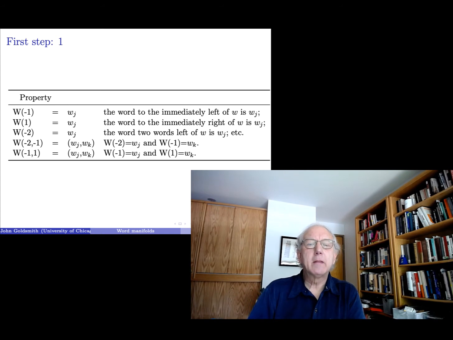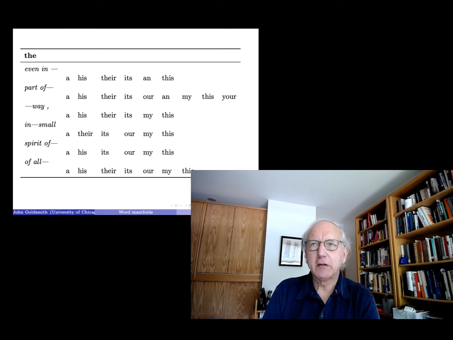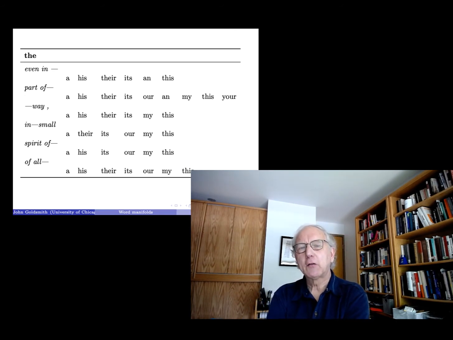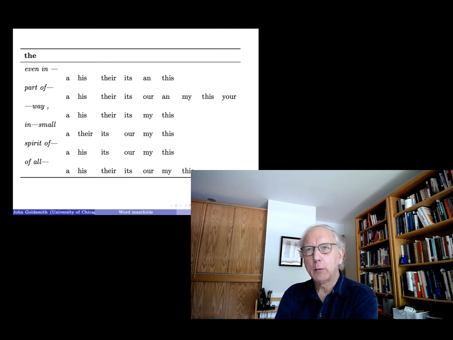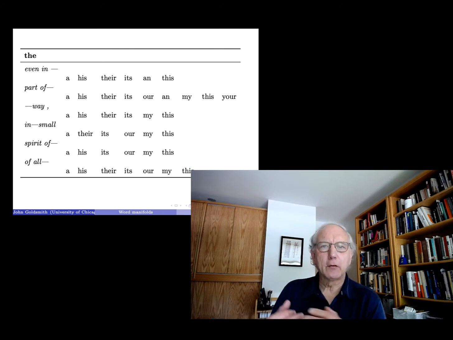And then what we can do is find which contexts individual words occurred most frequently in. And that's what this next slide shows. So the highest scoring trigram contexts in which the word "the" occurred are, as you can see, "even in blank", like "even in the", and "part of the", and "the way," comma, and "in the small", and "spirit of the", and "of all the". Okay, none of these are surprises.